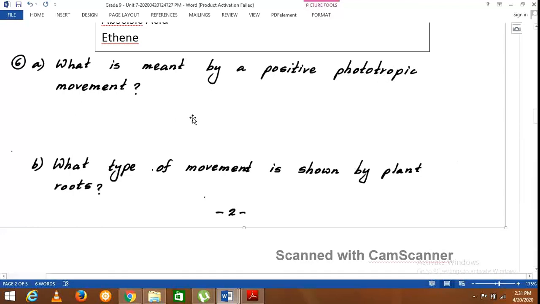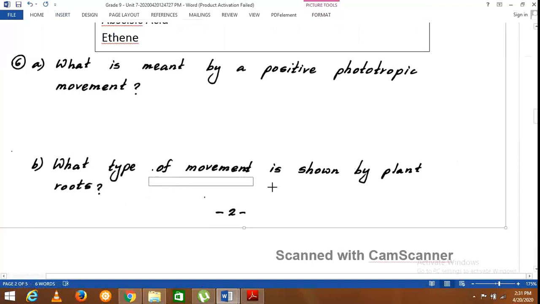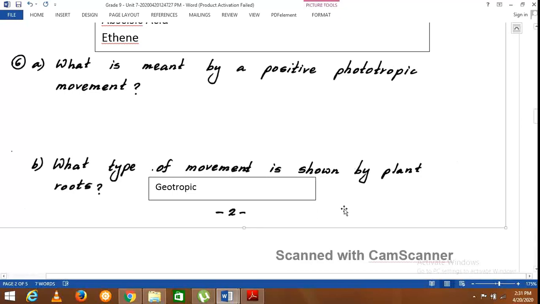So this positive phototropism is shown by the shoot system or the shoot apex. And what type of movement is shown by plant roots? Most probably the roots grow towards the ground, or we call it gravity. Therefore, roots show positive geotropic movements or positive geotropism. Positive geotropic movements are shown by roots. Then we'll move on to the next.